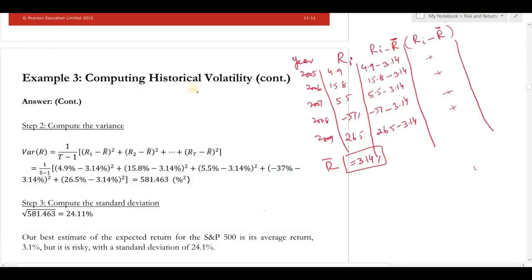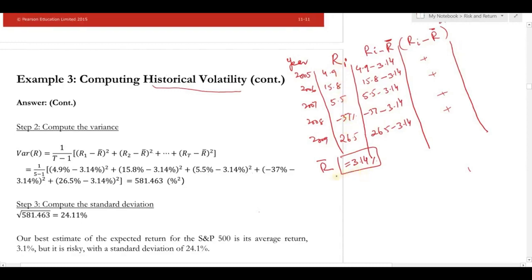Okay, so how do we measure this historical risk? We also call it risk or volatility. They are the same thing. Okay, so this was the data. If you see 2005, 6, 7, 8, 9, I just did it in column form so that it's easy for you. So the return was given, that is 4.9, every year's return, and we found 3.14. So that was called the arithmetic mean or average annual return, right? So once we have this, then we can find the risk.